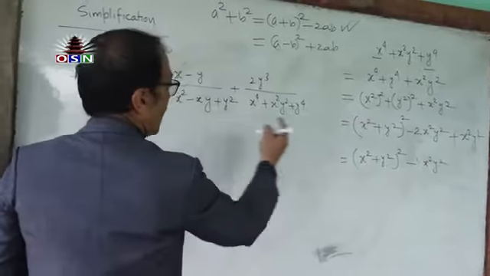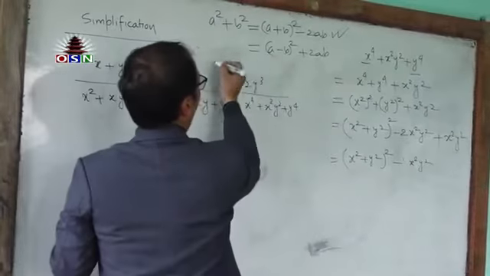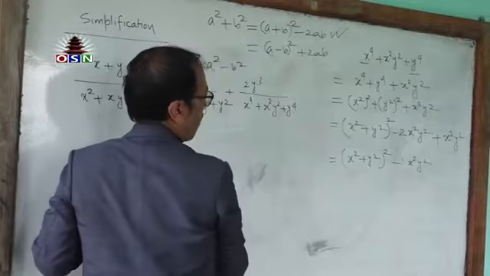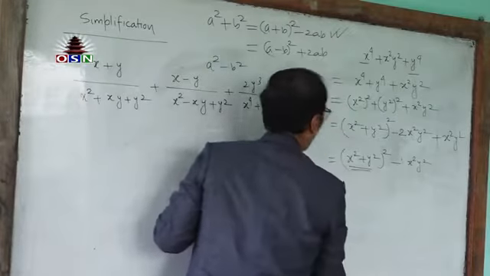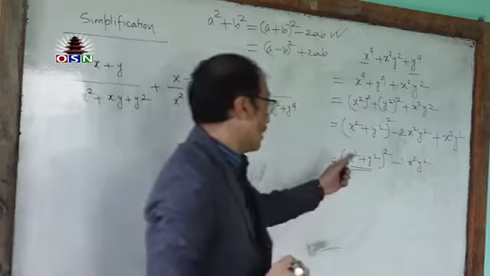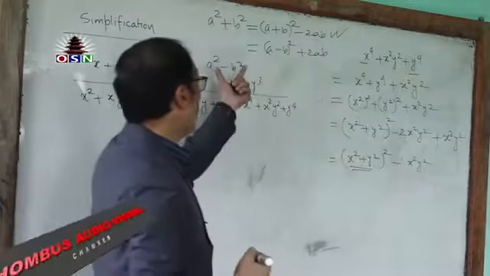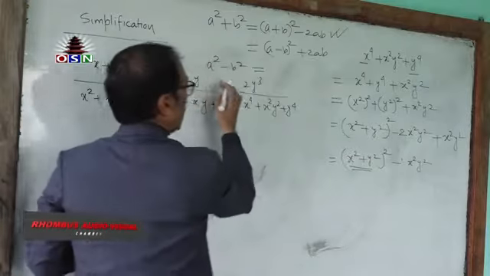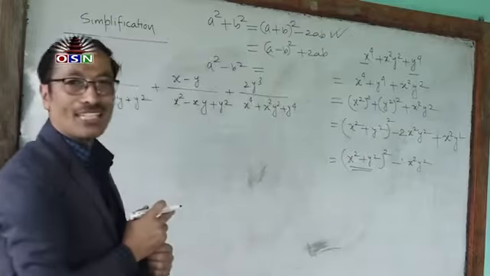It means what here? These two terms are in the structure a square minus b square. I mean to say this whole is supposed as a and the next one is supposed as b. The difference of two squares means it is in the form of a square minus b square.